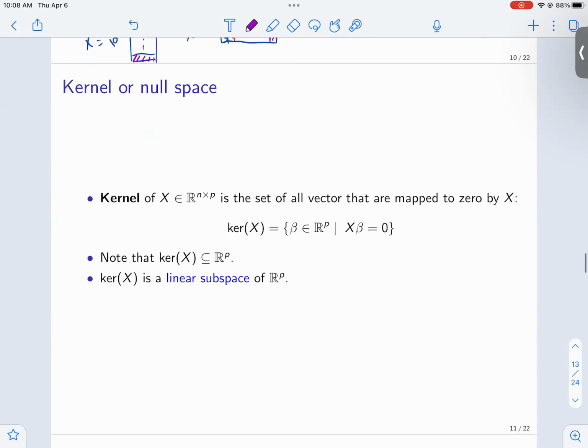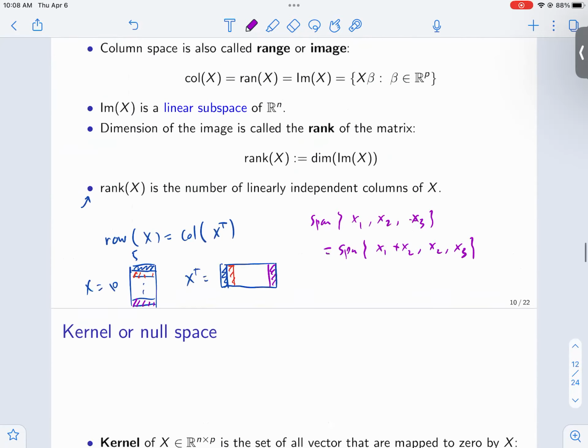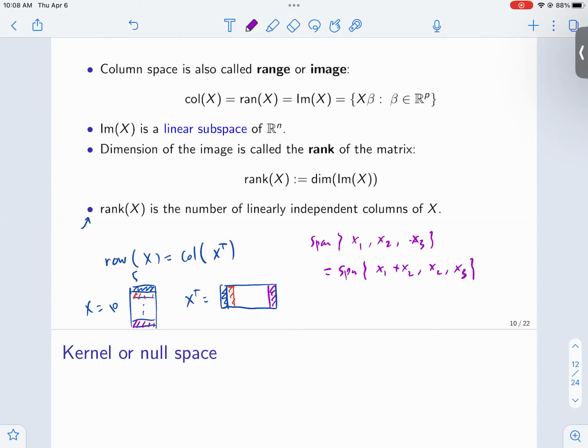What is the second most important space associated with the matrix? It's called the kernel of the matrix. Let me not show it. Let me ask you guys, kernel or null space? How many people know about this? Yes. Oh, okay. You go first.